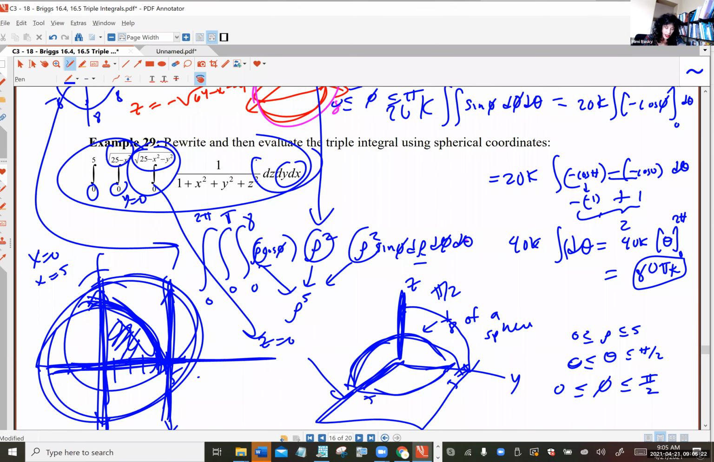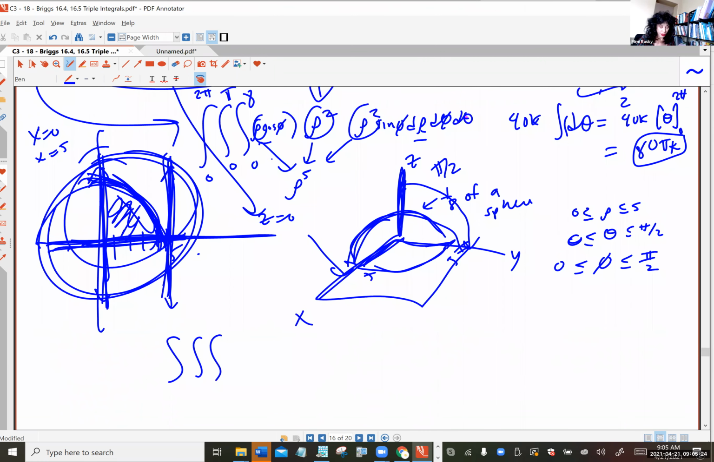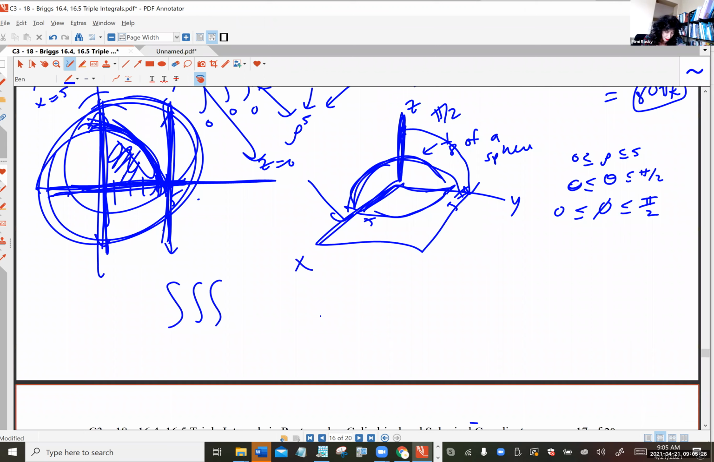The dz dy dx is the volume element. So I'm going to go, before I forget, rho squared sine phi d rho d phi d theta, and then iterate my integrals here. I got 0 to 5. And both angles happen to be 0 to pi halves this time. Does that always happen? No, but it did here.